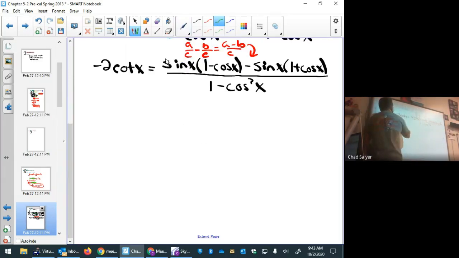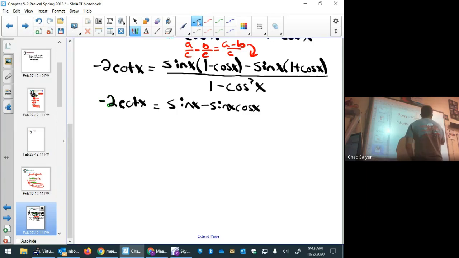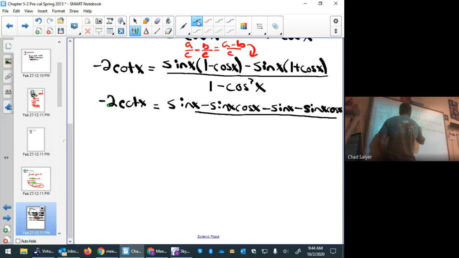All right, so I've got -2, I like the black better for this. -2 cotangent x equals sine x minus sine x cosine x. And the negative is going to distribute to both terms here. So that's minus sine x minus sine x cosine x. And it's all over 1 minus cosine x, but I'm going to rewrite that as well on this step.